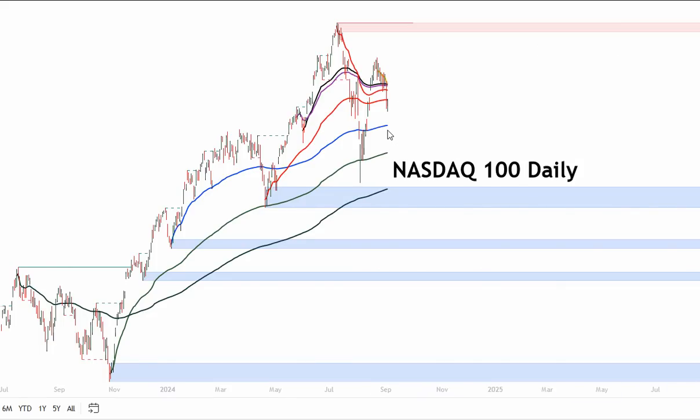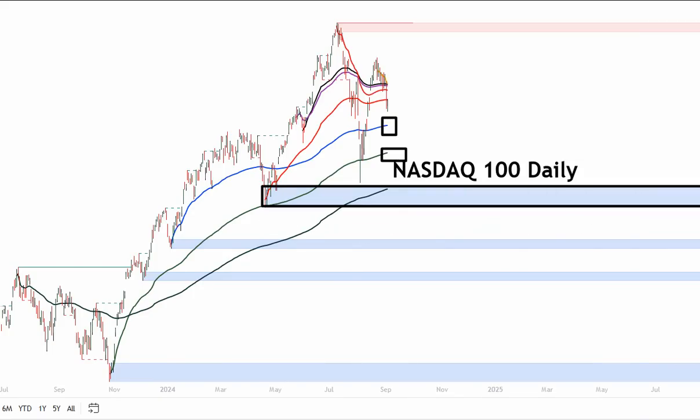Risk of coming down to one of these longer term VWAP support levels. We've lost the support from the low here, from the low here. So again, the risk is NASDAQ comes down to here, or comes down to here, or comes down to here.